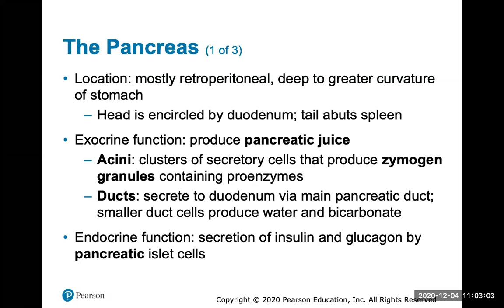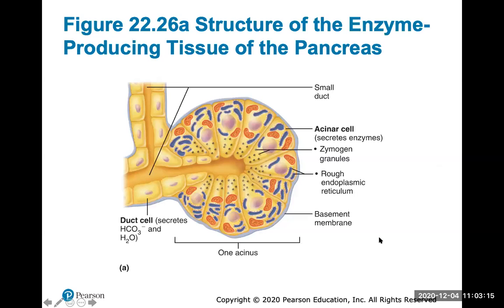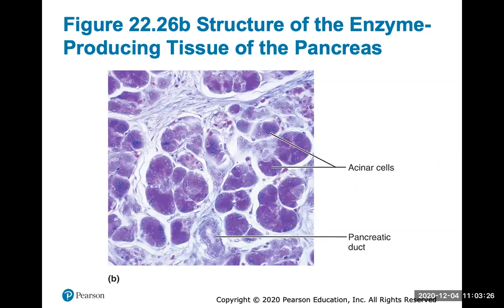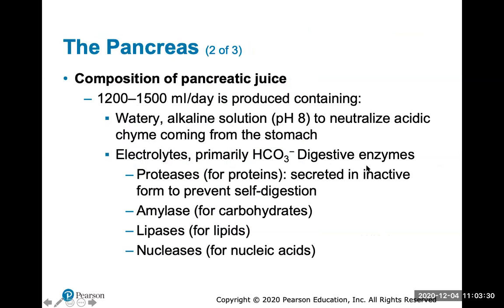The endocrine process, or the endocrine function of the pancreas, is to secrete insulin and glucagon by the islet cells. Insulin lowers blood glucose levels. Glucagon raises blood glucose levels. So here are the acinar cells secreting enzymes. This is kind of one acinus as shown there. Here are the acinar cells and then the pancreatic duct. And again, the acinar cells are secreting the digestive enzymes.